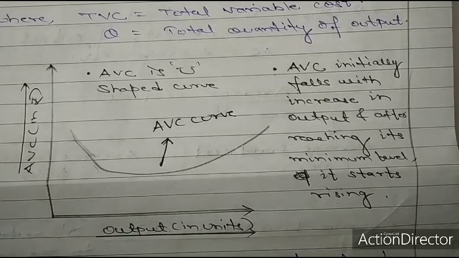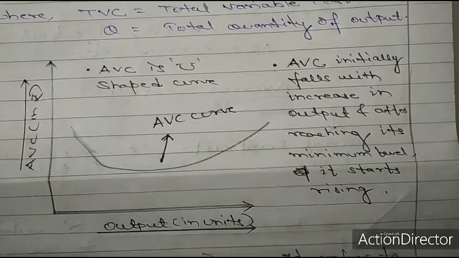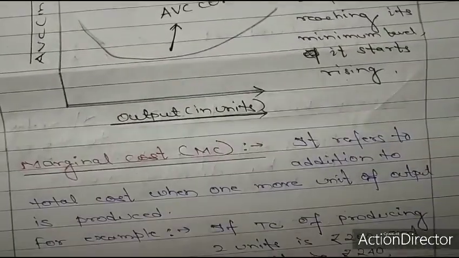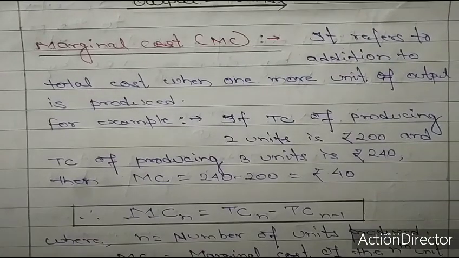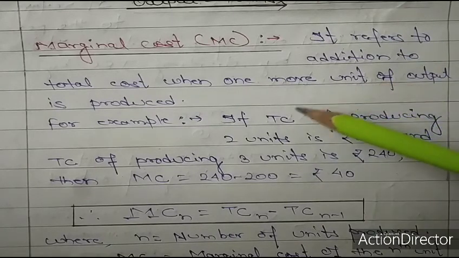So this is all about average variable cost. Now I hope you have understood the shape of AVC and AFC. Now the next term is marginal cost. What is marginal cost? It refers to the addition to total cost when one more unit of output is produced.